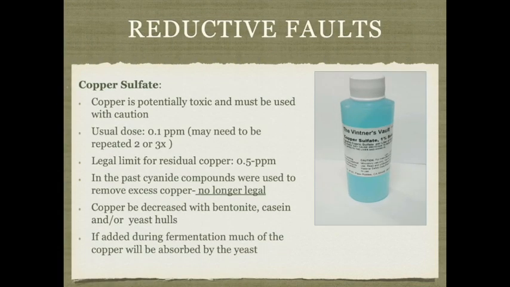Copper sulfate has been used for many years to treat problems with reductive faults and sulfide flaw. But the problem is it's potentially toxic. The dose has to be very small. There are legal limits for residual copper if you're a commercial winery or meadery. In the past, they used cyanide compounds to remove excess copper, but that's no longer legal for obvious problems. If it was overdosed accidentally, this could be extremely toxic or lethal. If you've added copper sulfate, you can decrease it with bentonite, casein, or yeast hulls. If you use it during fermentation, then much of the copper will be absorbed by the yeast, so it's less of a problem.